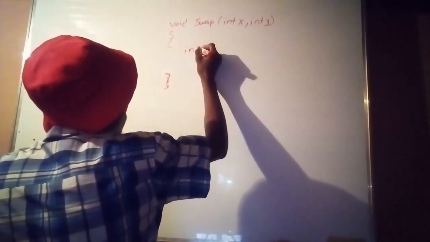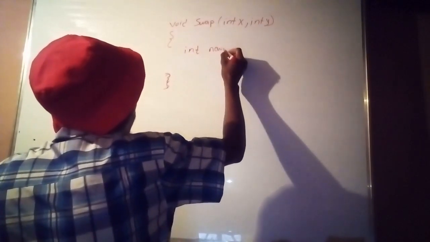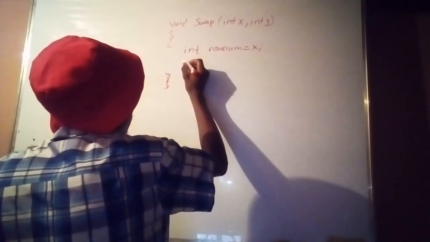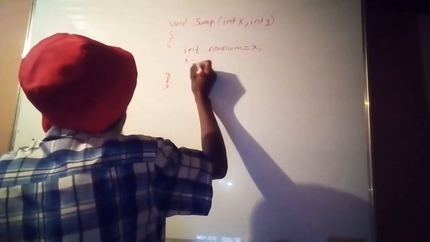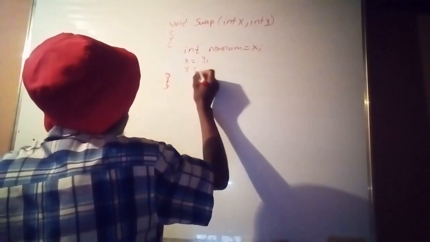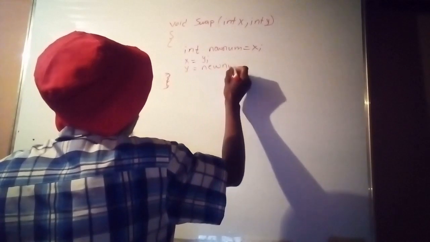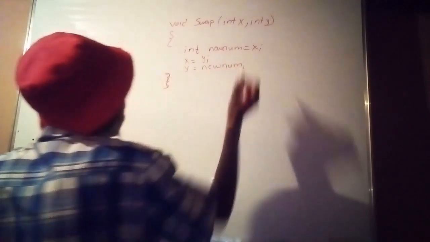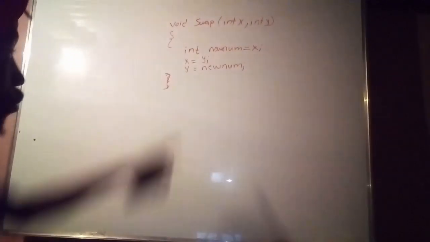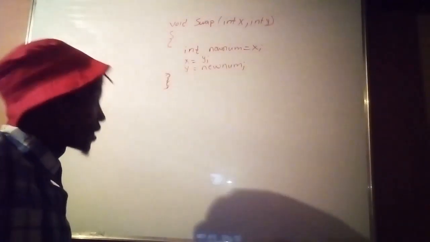Let's say int newNum is equal to x, and then we say x is whatever is in y, and then y is equal to newNum. This is basically how a code that will swap two numbers would look like, except that there's a problem here.